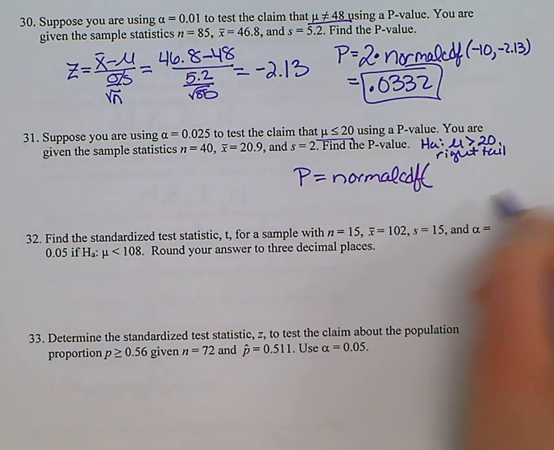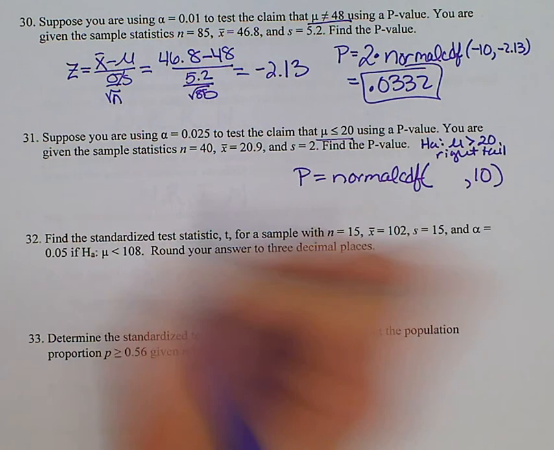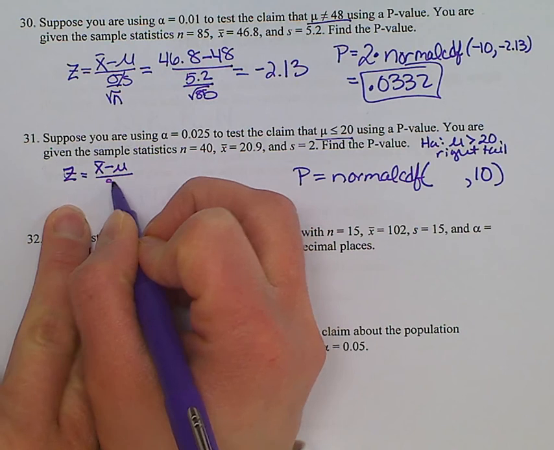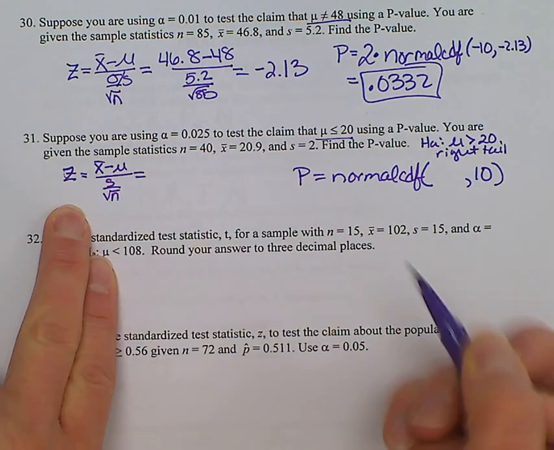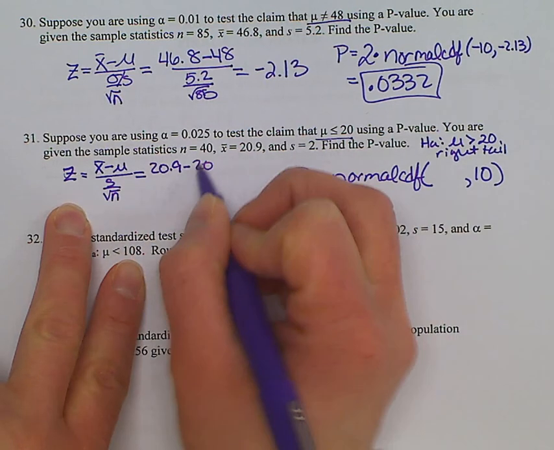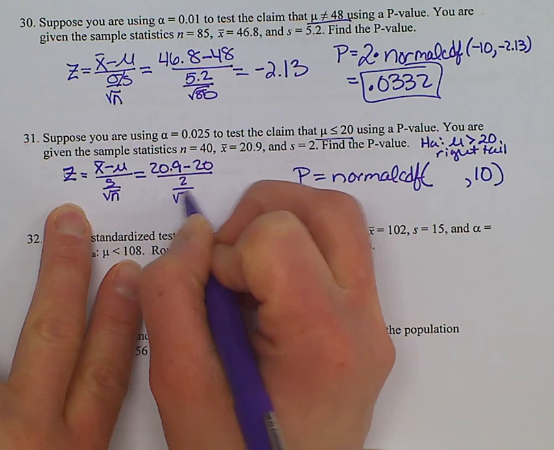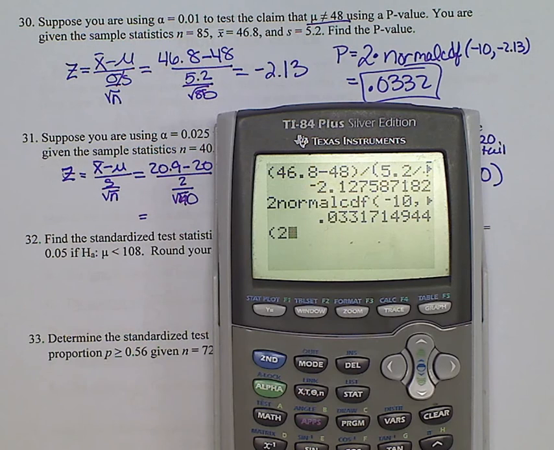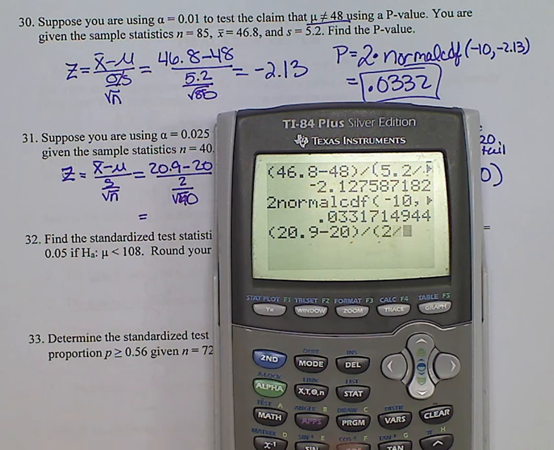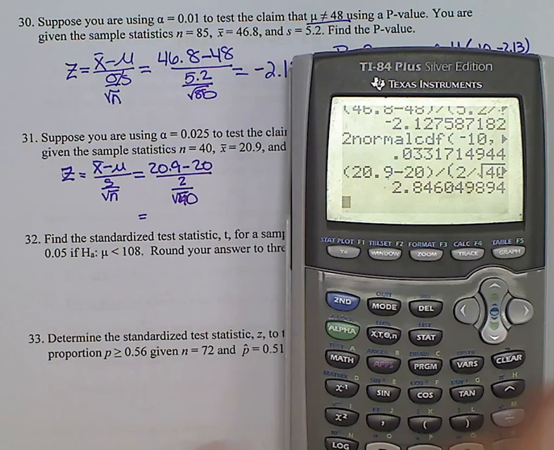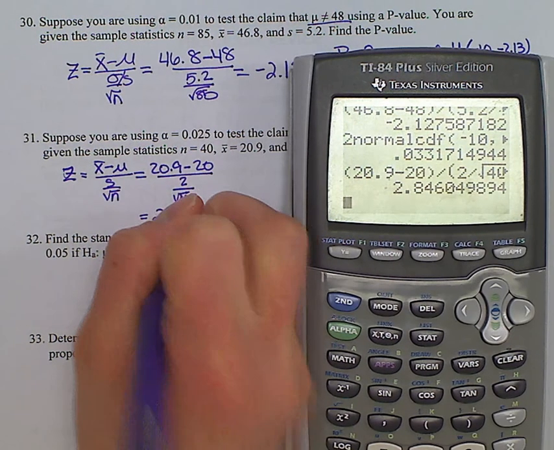So when I calculate my p-value, we're going to have to find the area to the right of our test statistic. So again, to calculate that test statistic, this is our equation. I'm going to do 20.9 minus 20 divided by 2 over the square root of n, which is 40. So again, in parentheses, 20.9 minus 20 divided by 2 over the square root of 40. We get 2.85 for our z-score.